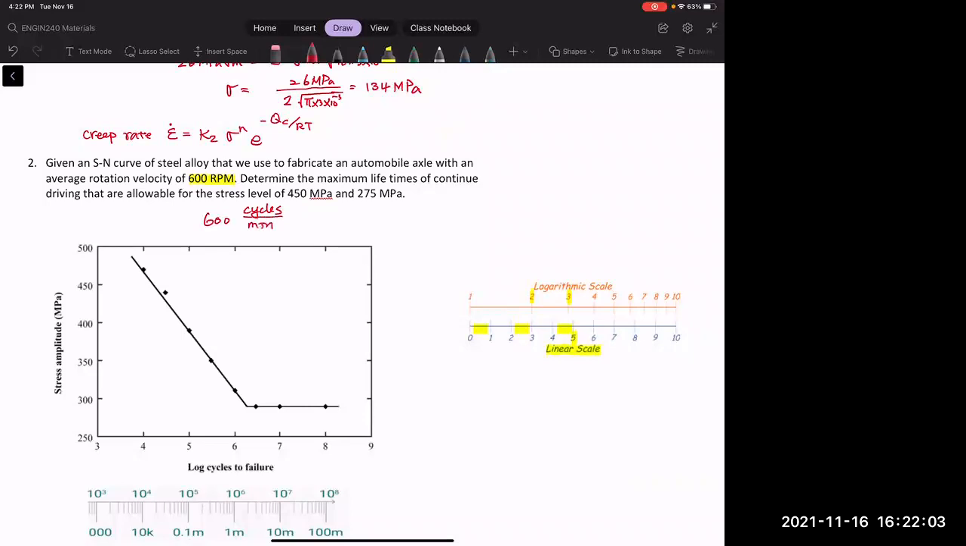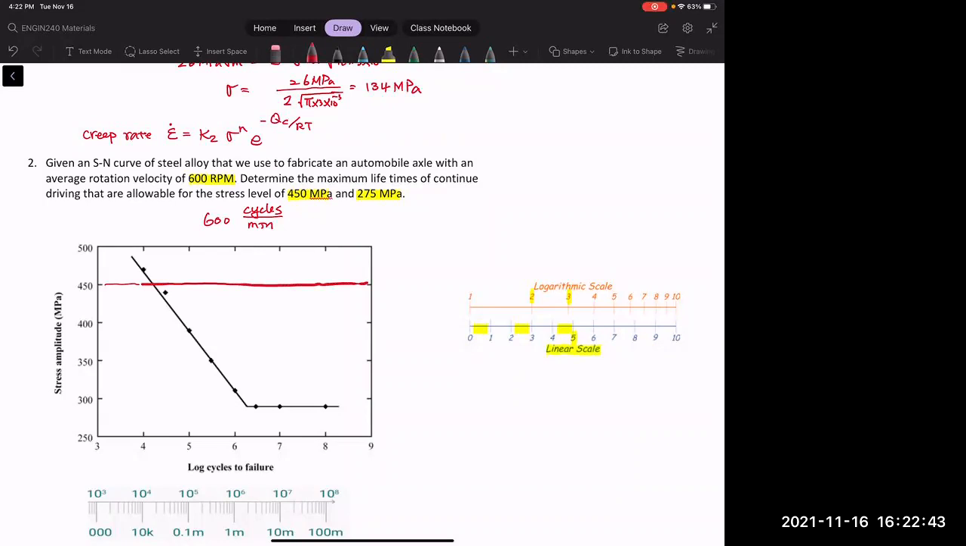Okay, and they also give you two different stress levels. That's the stress that you apply to the material. The first one is 450. The way that we read this graph is that we draw a line along the 450 line here. So the 450 is marked on this graph, so you can draw the line from the left to the right. It will intercept with the curve. The SN curve gives you an interception.